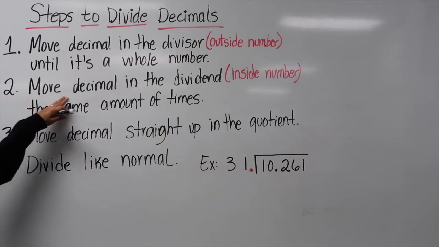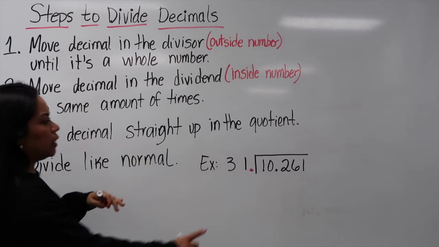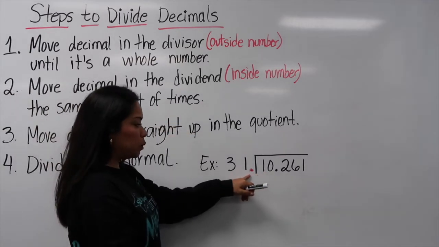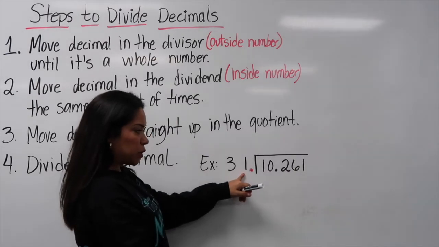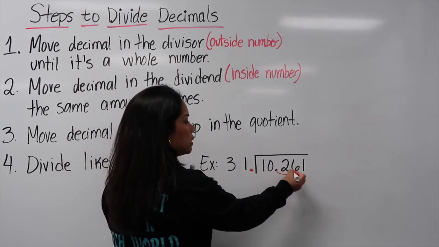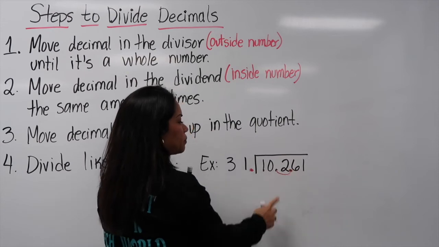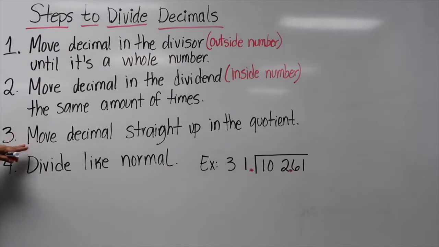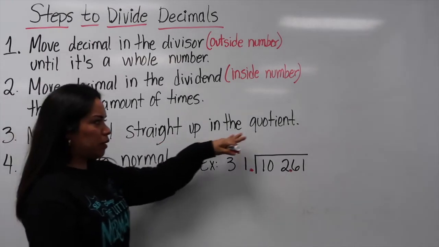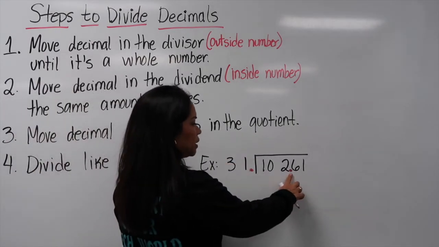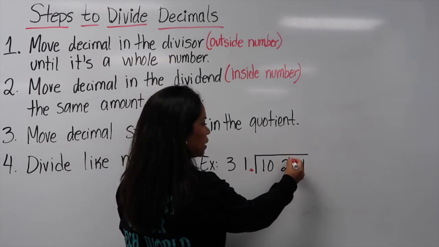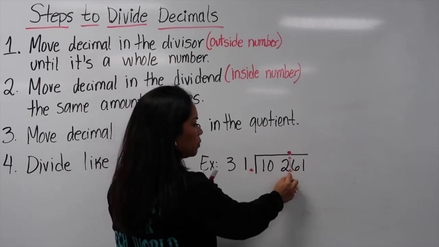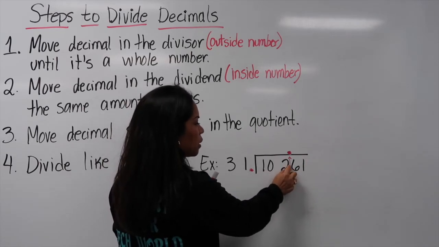Step 2, move the decimal in the dividend, meaning this inside number, the same amount of times. I only moved it once with the divisor, so I'm going to move it once with the dividend. Now it's no longer here. Step 3, move the decimal straight up in the quotient. So here's my decimal, I'm going to move it straight up. Once it's moved up, it's no longer here.